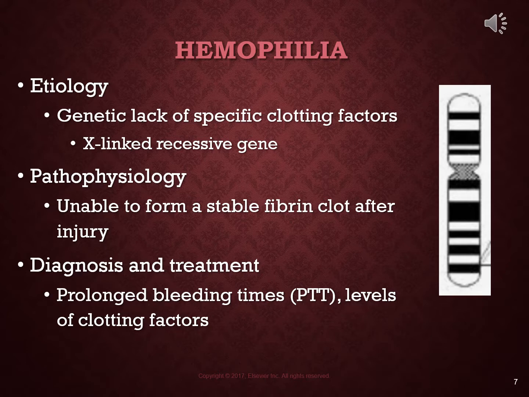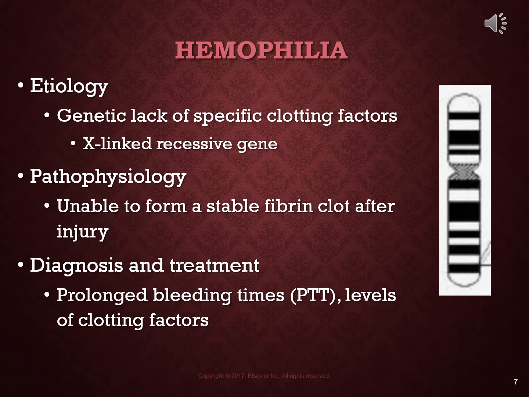Hemophilia is a group of hereditary bleeding disorders that result from a severe lack of specific clotting factors. It's genetic, and here's a picture of a genetic analysis, a chromosomal analysis. It's an X-linked recessive gene, which means that it has to come from the mother, and it's recessive, so you could be a carrier, or if you have two recessive genes, you have the disease.